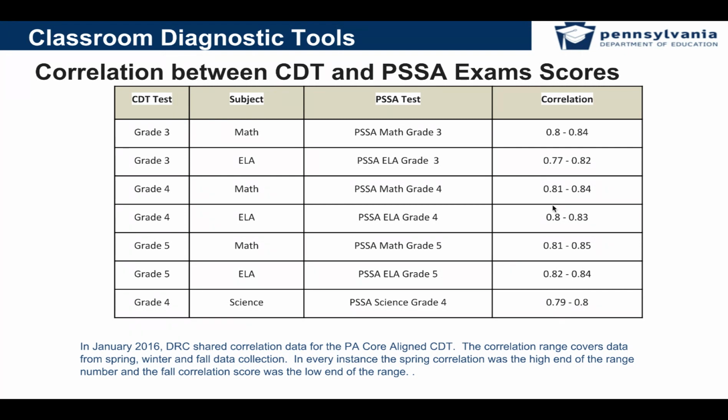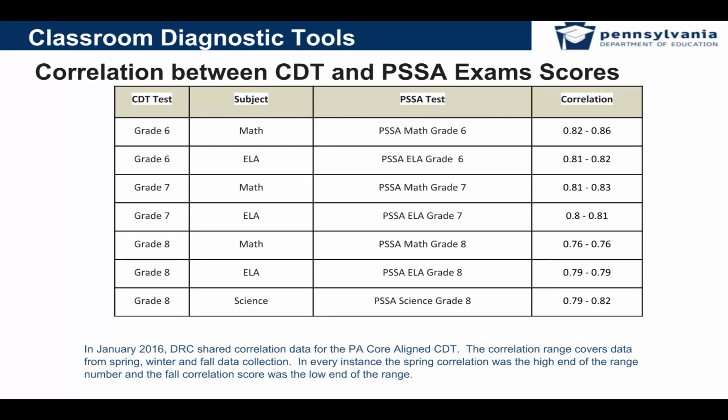Those are the elementary, grade 3 through 5 CDTs, and here are the middle school. And again, we're seeing very similar correlation scores where we have a 0.76 all the way up to a 0.86. Now, 1-to-1 would be a perfect correlation. So as we're looking at these scores that range from a 0.7 to a 0.86, those are strong correlations. Because there is not an open-ended, there cannot be a 1-to-1 correlation. So these scores are very high.